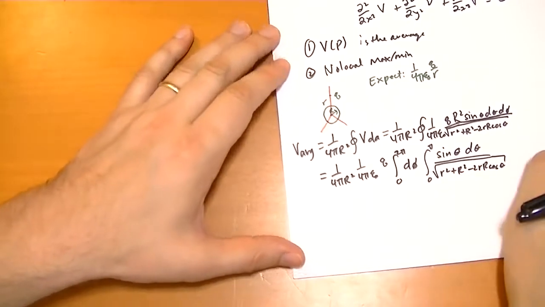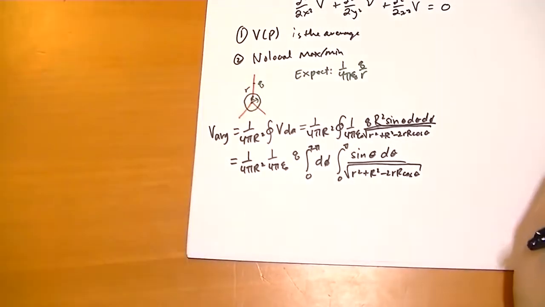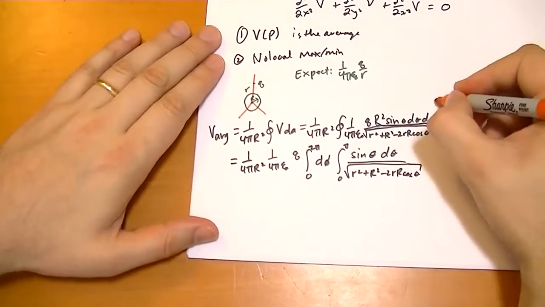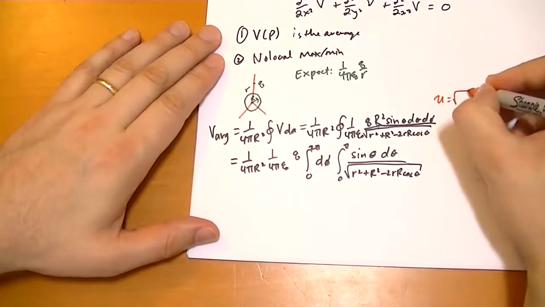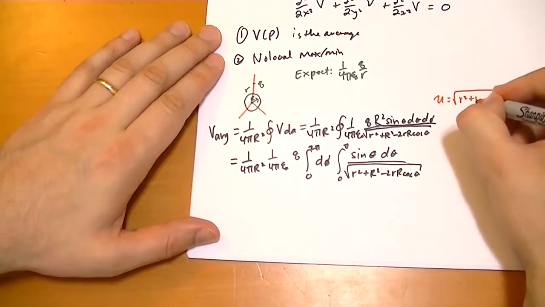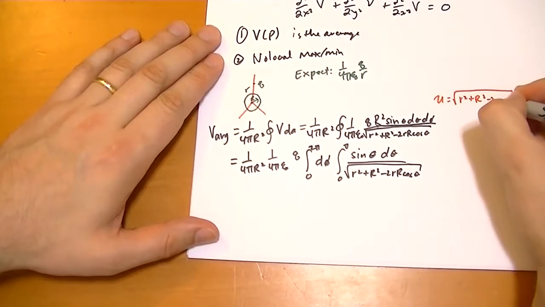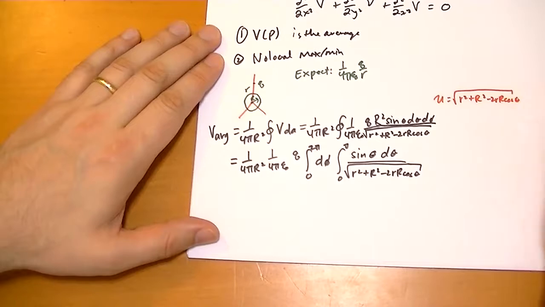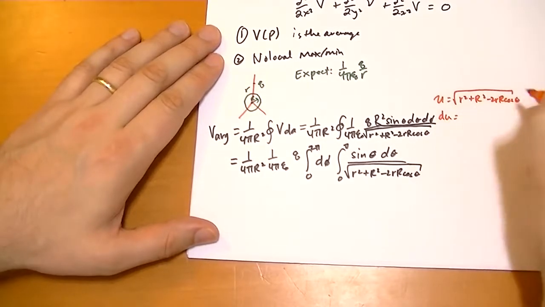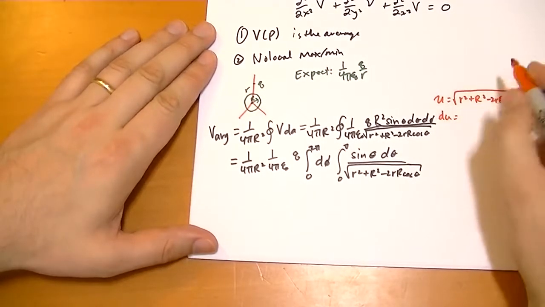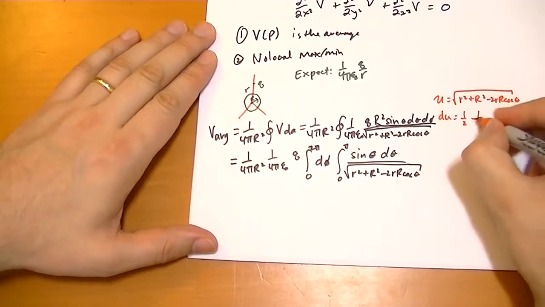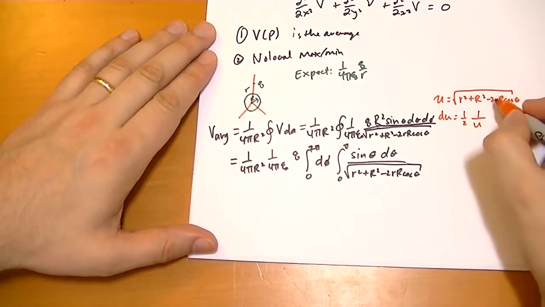And we've actually solved an integral like this before, so I'm going to walk through how you do that rather quickly. So we're going to choose u to be equal to the square root of that stuff on the inside, so r squared plus R squared minus 2rR cos theta. And so du is going to be equal to the derivative of the outside, which is 1/2 1 over u, times the derivative of the inside.